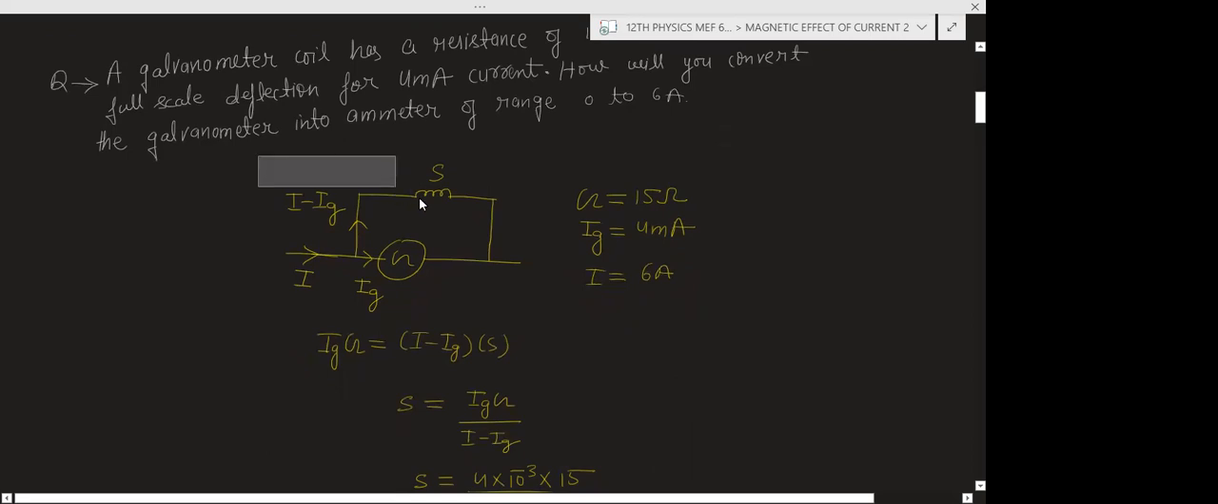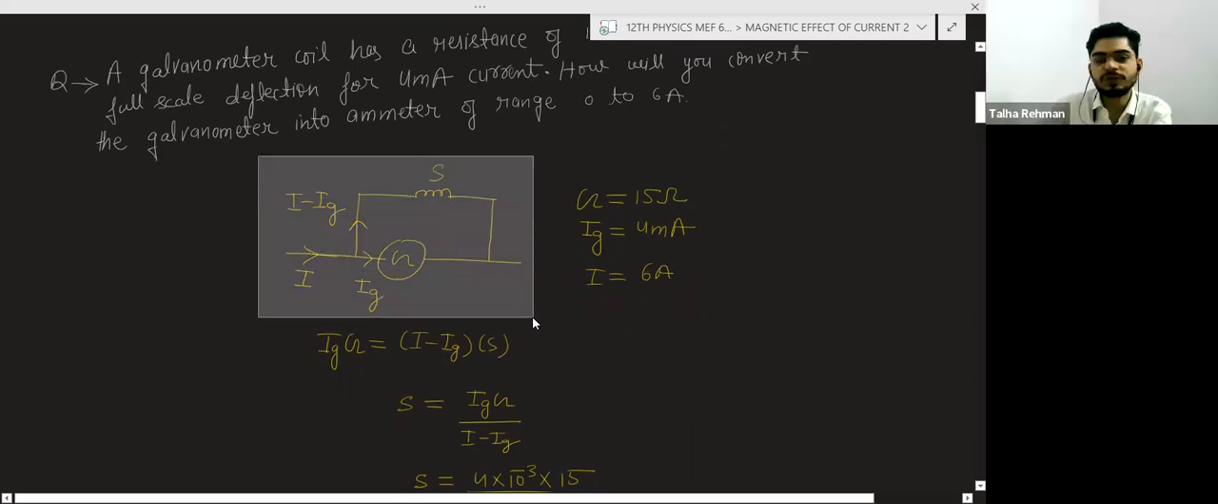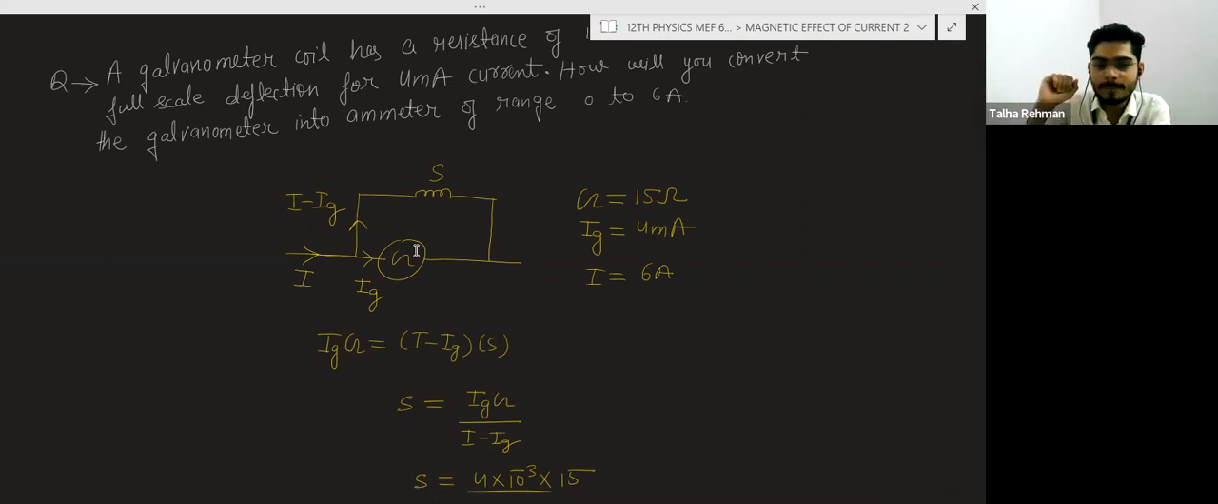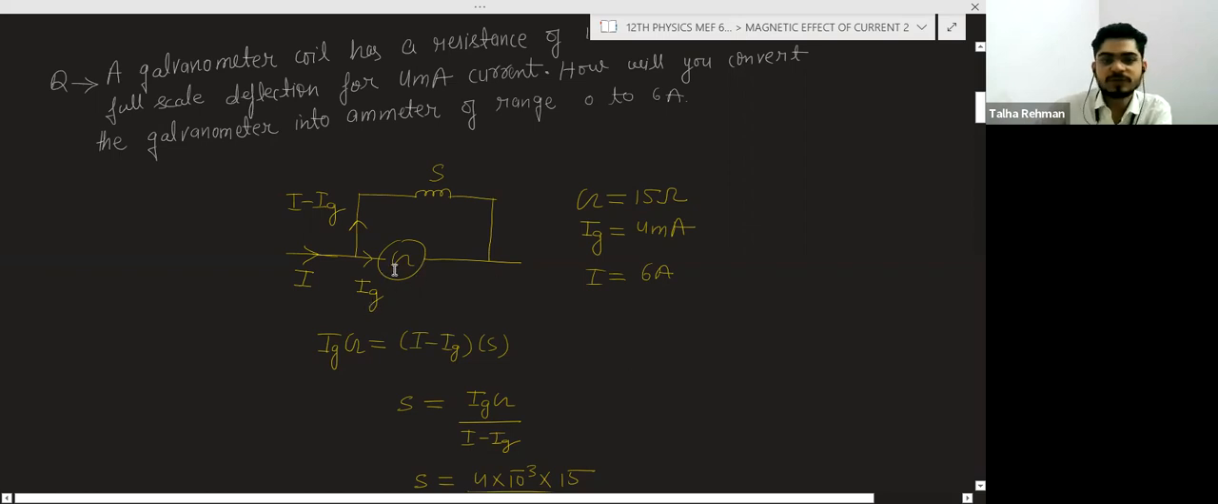Now, you can do this question either with the formula or without the formula. You have connected a shunt resistance here in parallel. What is the condition for the parallel connection of two resistances? This is a resistance, this is a resistance, both connected in parallel. In parallel, the potential difference is the same. So the potential difference across this galvanometer and across this shunt will be the same.